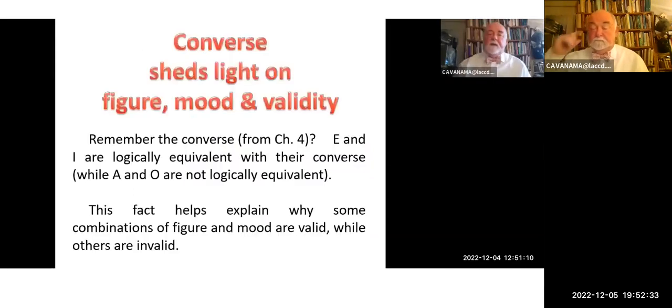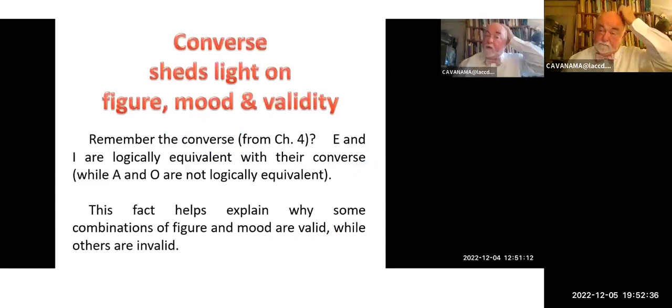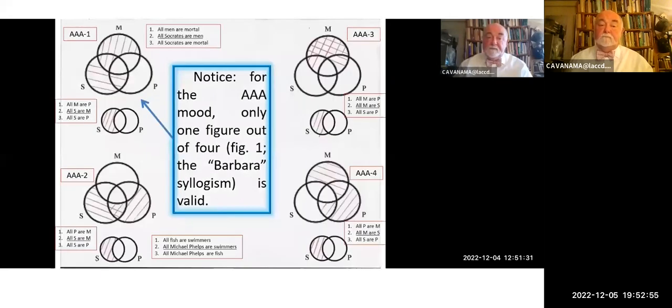Now we talked about the converse, remember, back in chapter 4. And if we think about the converse again, this sheds a little light on figure, mood and validity. Remember, E and I are logically equivalent with their converse, while A and O are not logically equivalent. This fact helps explain why some combinations of figure and mood are valid, while others are not valid. Notice for the AAA mood, only 1 out of 4, the Barbara syllogism, is valid. We worked through AA2; if you want to work through AA3 and AA4 like I've done here, you can do that.